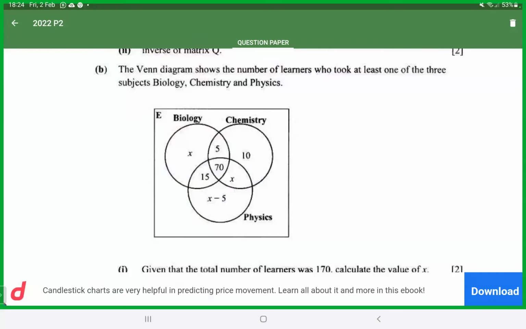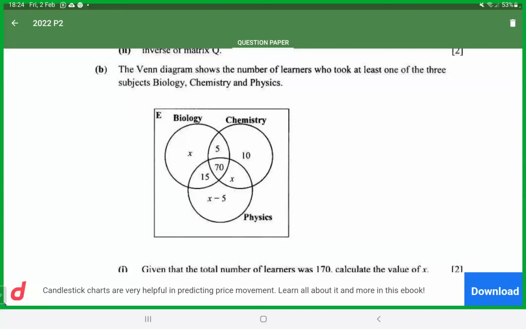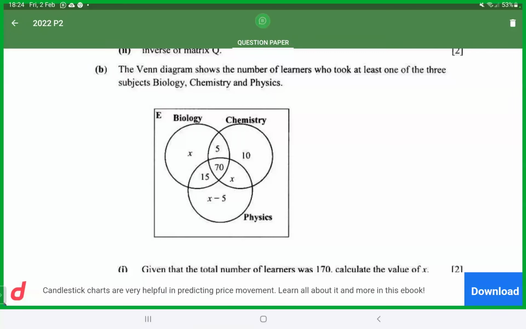I should be quick to indicate to you that even when you come to the university, the first topic you do is sets. So sets are there everywhere. You can always find sets. So I'm trying to show you that sets are very important.